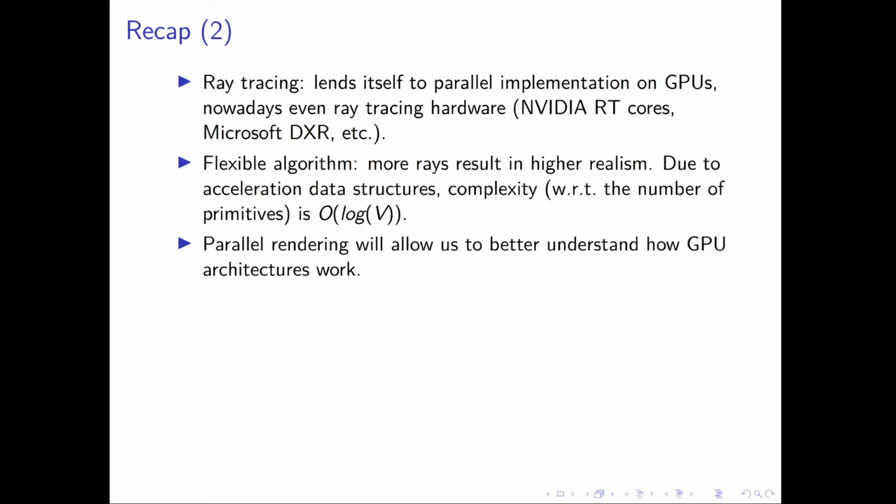And then we also talked a lot about ray tracing. Ray tracing is an algorithm that lends itself pretty well to an implementation on GPUs. It is also relevant because ray tracing is nowadays supported by NVIDIA, at least in hardware. NVIDIA has this RT-Core hardware which basically accelerates ray BVH intersections. Ray tracing is a highly flexible algorithm. In order to obtain more realism, you just basically throw more rays at the problem. Due to that, we require acceleration data structures, and those acceleration data structures can reduce the complexity.